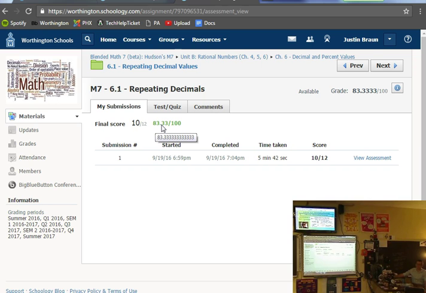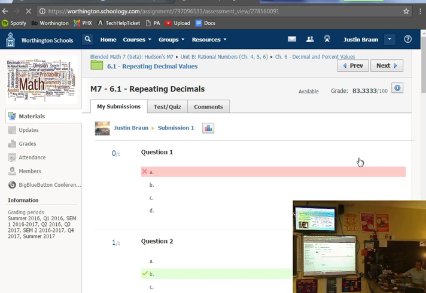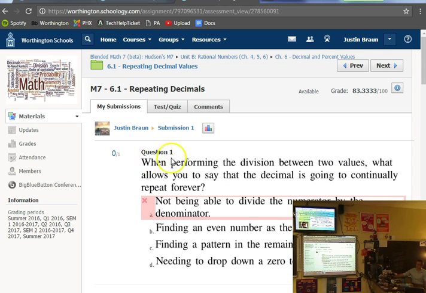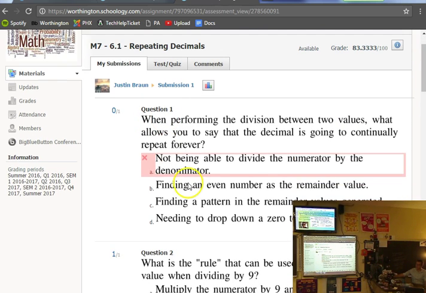Some of you guys haven't realized this yet. View assessment. You can go look at it, and you can see what you missed. A lot of people miss this. This is kind of tricky. Here's the question: when performing division between two values, what allows you to say the decimal is going to continually repeat forever? So not being able to divide, this would actually make it irrational.